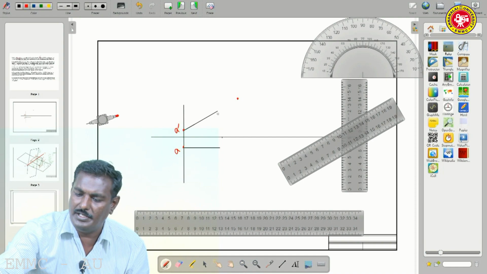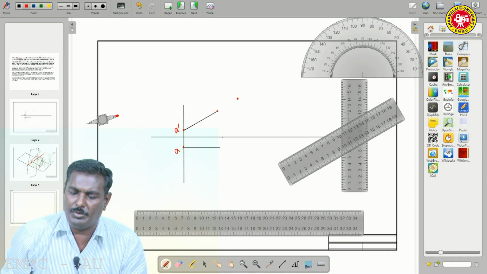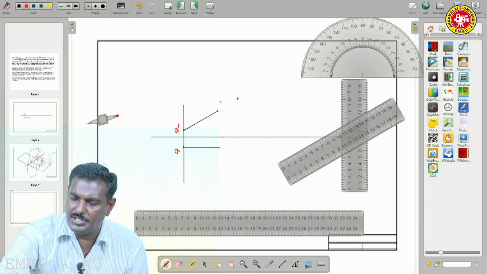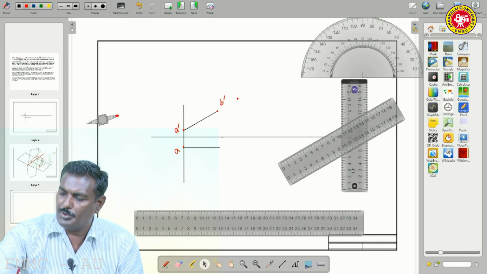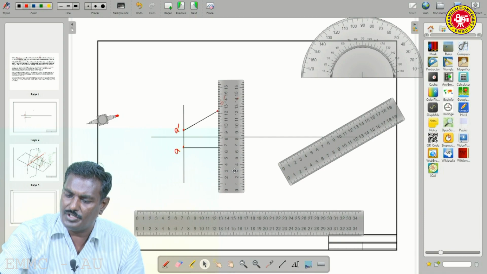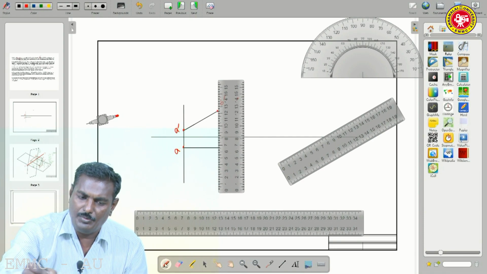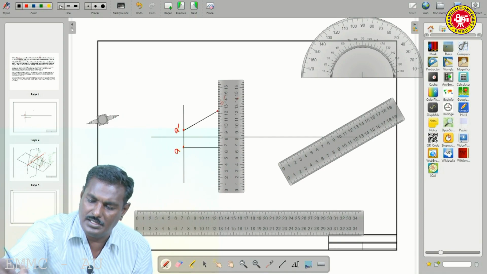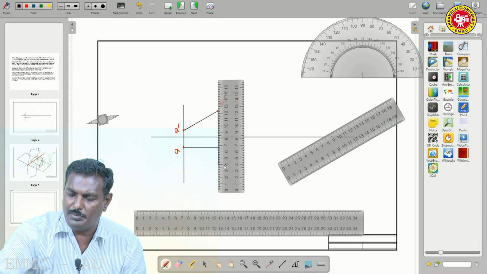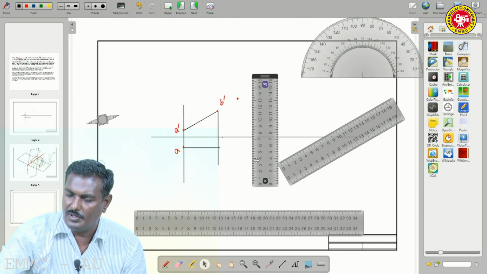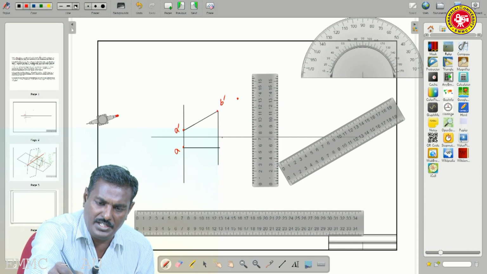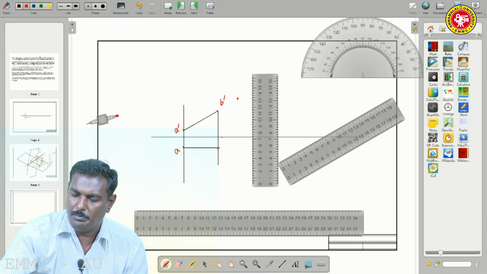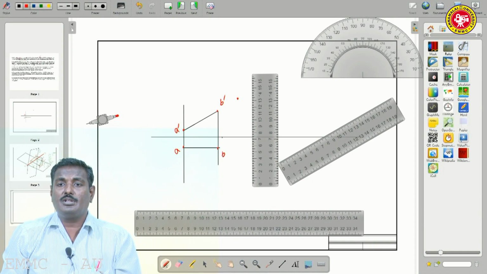So, after finding the point 6 mm, so this is B dash, this is B dash, and now draw your projectors from this point. This will intersect the parallel line. That point is trace B, because it is apparent, it is not true length.